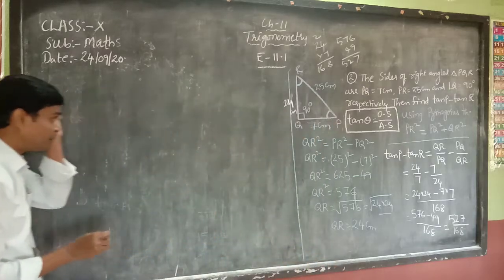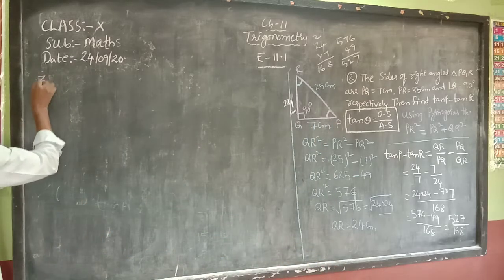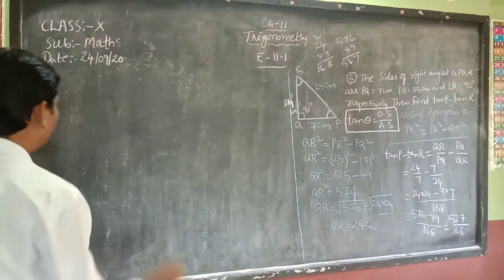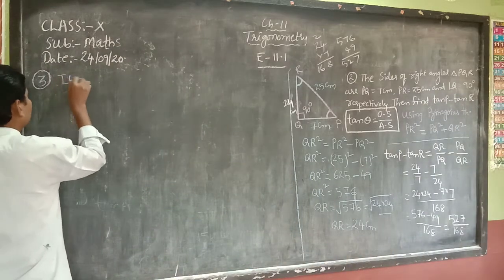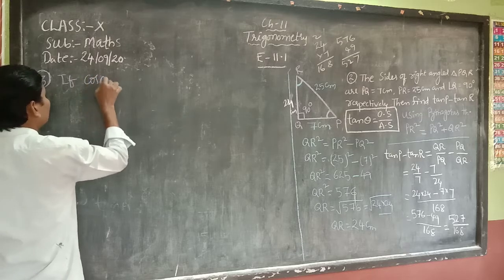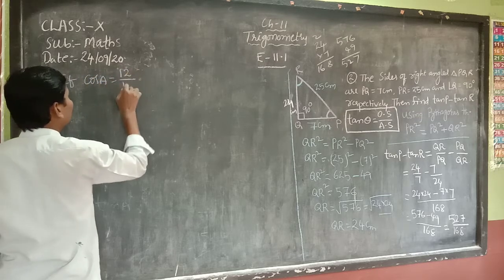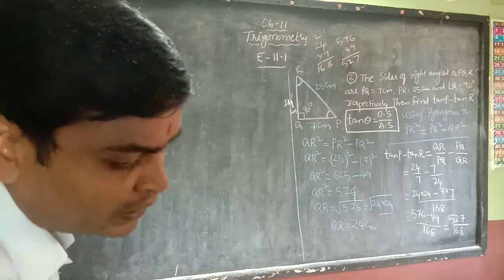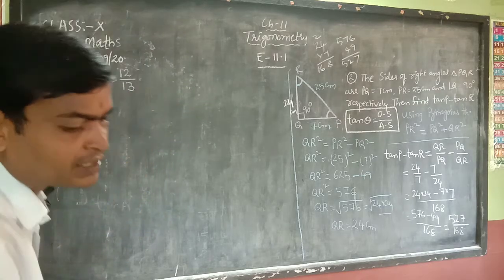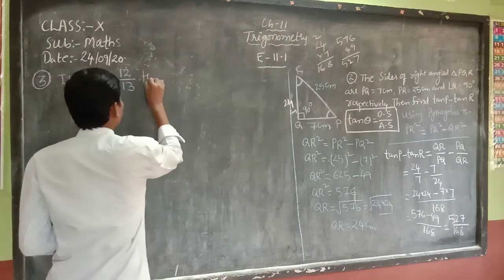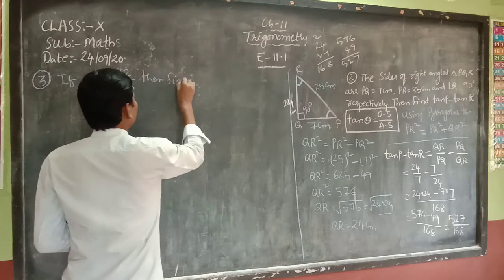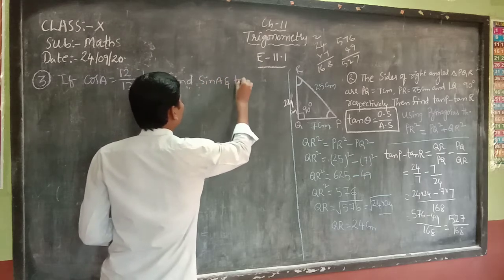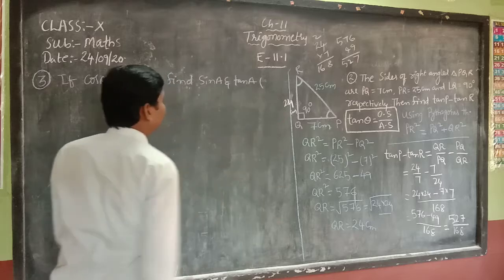Let us go for another problem. Third one. What is the third problem? If cos A is equal to 12 by 13, then find sin A and tan A.